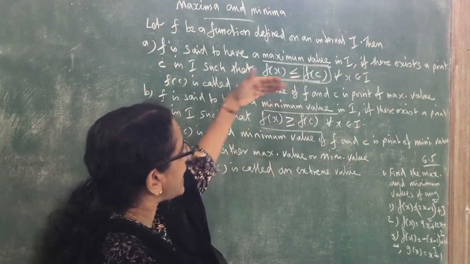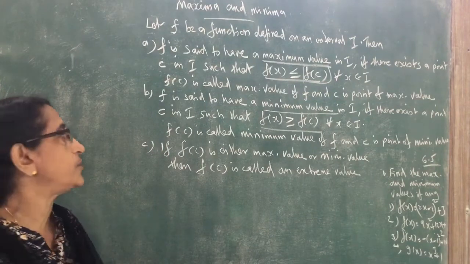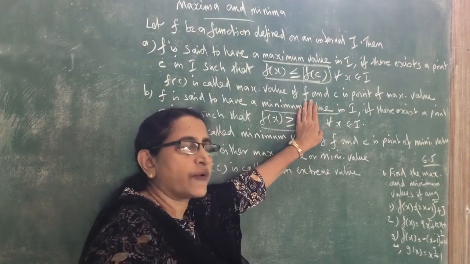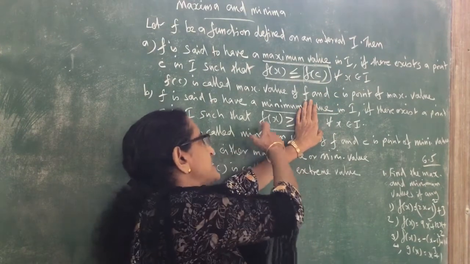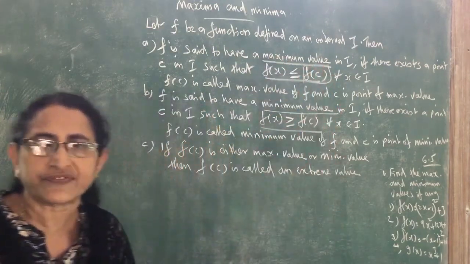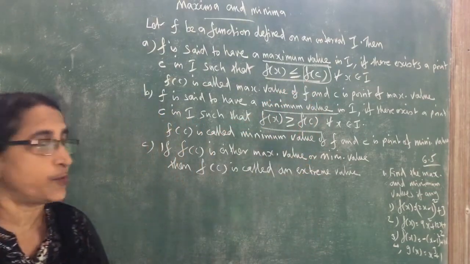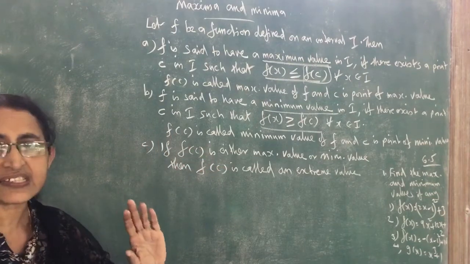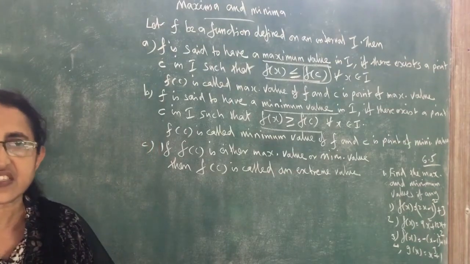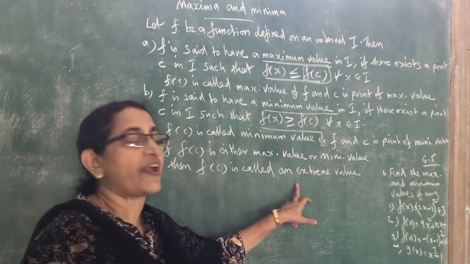If f of x is less than or equal to f of c for every x belongs to I, then f of c is the maximum value. If f of x is greater than or equal to f of c, then f of c is the minimum value. And if f of c is either maximum or minimum, that is called an extreme value. So f of c is called extreme.